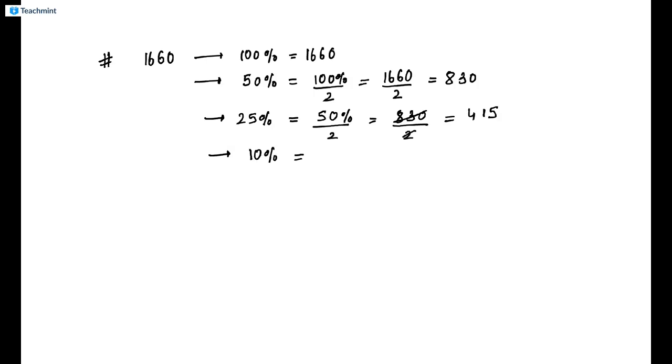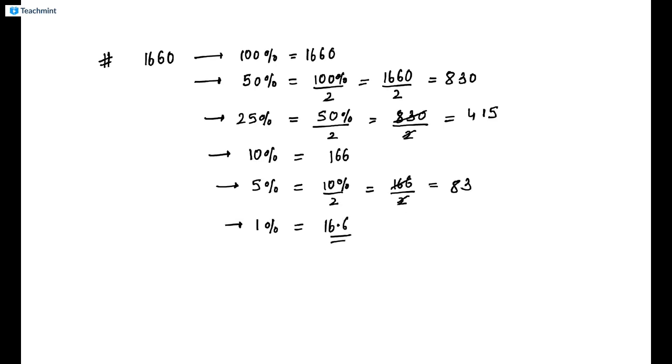What will be the 10% of this value? I told you, for 10%, from the right hand leave one decimal place, leave the unit digit, so it will be easily 166. What will be the 5%? For 5% I told you to take half of 10%, right? It will be 166 by 2, it will be 83. And what will be the 1%? For 1% I have told you, from the right hand leave two decimal places, so it will be 16.6. After two digits from the right hand, put the decimal, that will be the answer.